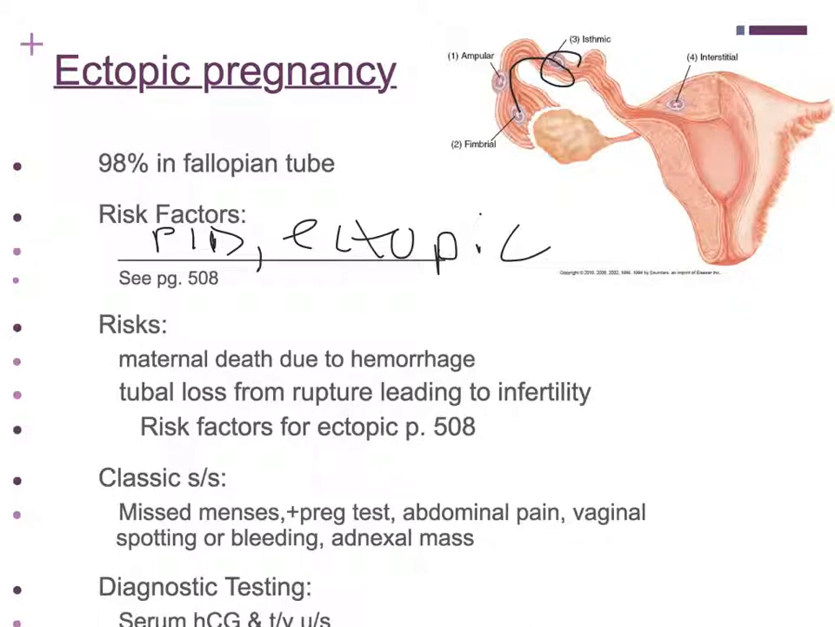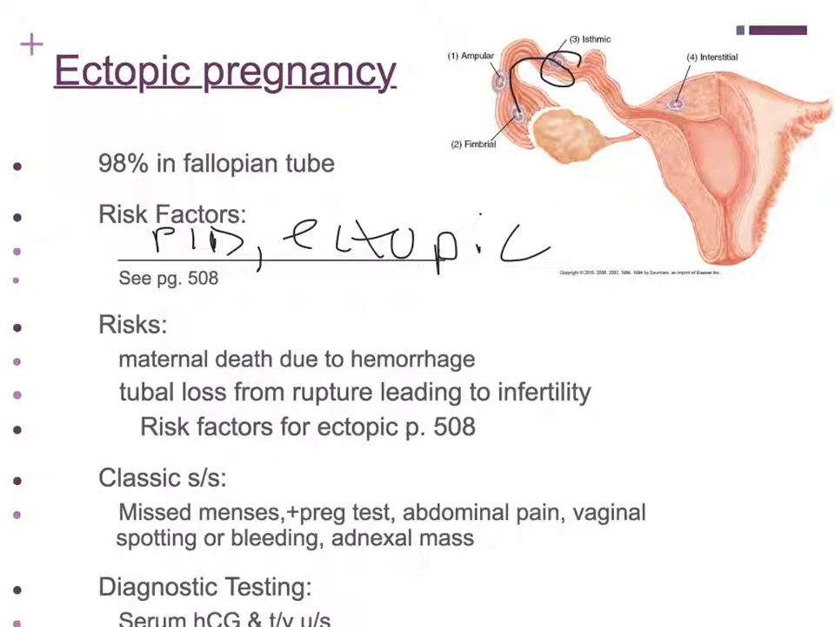If this isn't diagnosed properly, it ruptures, because the tube is small, and as this embryo starts to grow in the tube, it will rupture. That can lead to maternal death, or it could lead to her losing her fallopian tube because once it ruptures, it's really hard to save that tube.